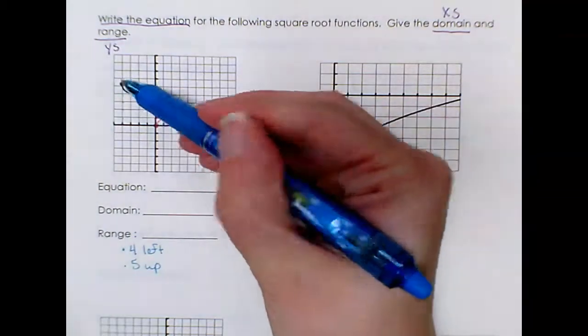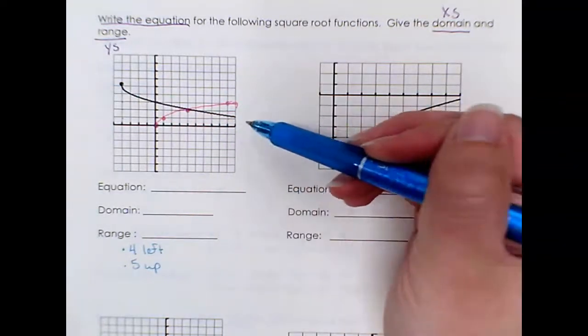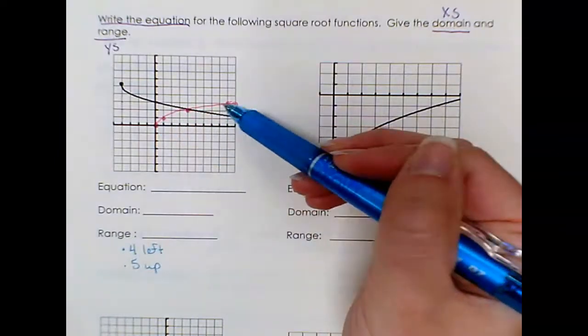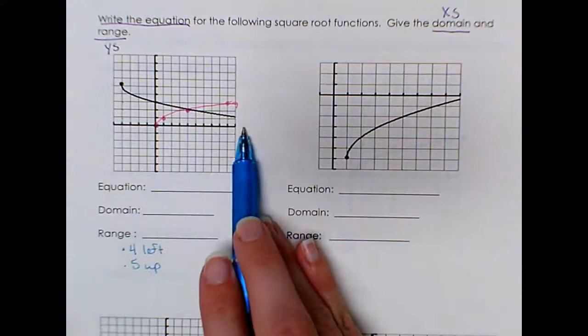And this graph is not opening and curving up. It's opening and curving down. So how would you suspect this has changed? Instead of curving up, it's curving down. So that's a reflection over the x-axis.